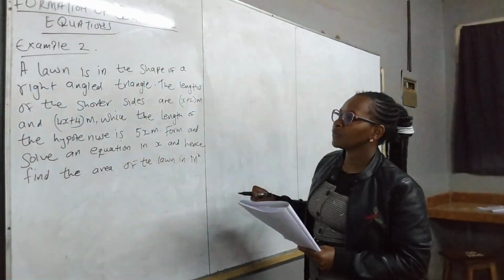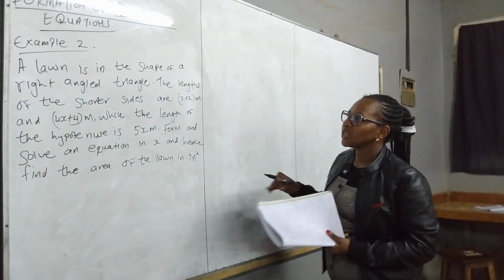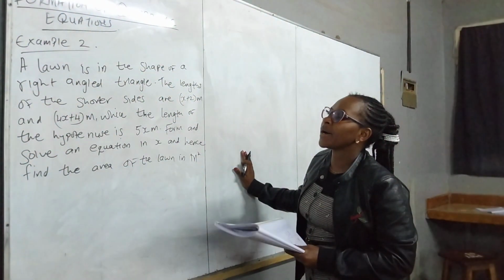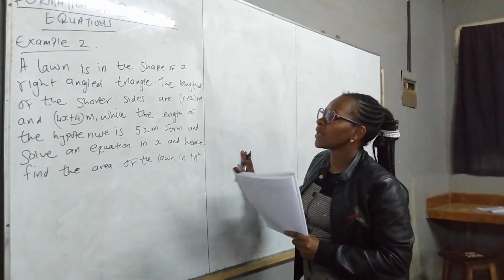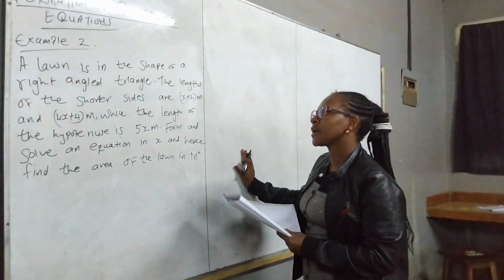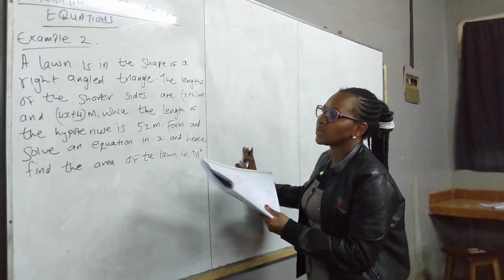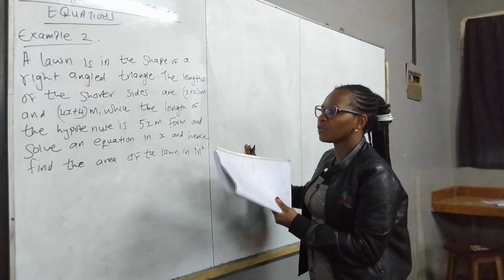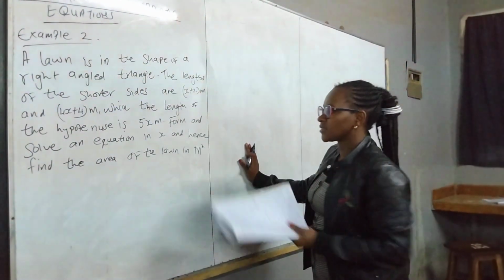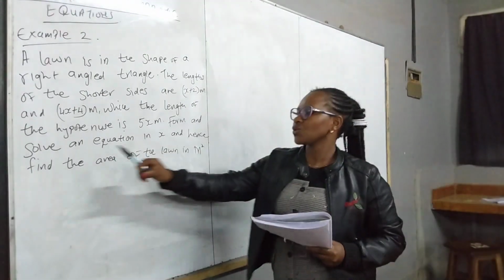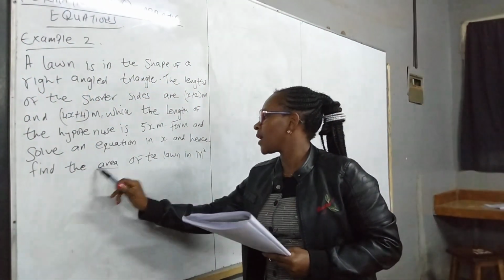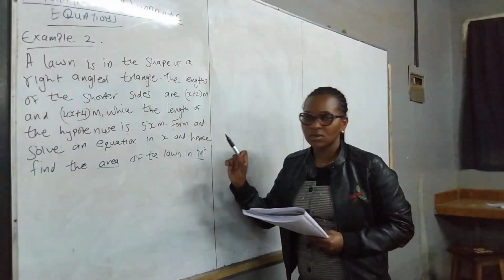Here comes example number 2. It reads, a lawn is the shape of a right-angled triangle. The lengths of the shorter sides are x plus 2 meters and 4x plus 4 meters, while the length of the hypotenuse is 5x. Form and solve an equation in x and hence find the area of the lawn in meters squared.